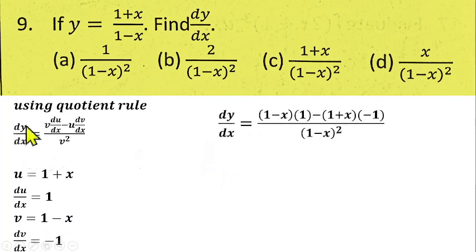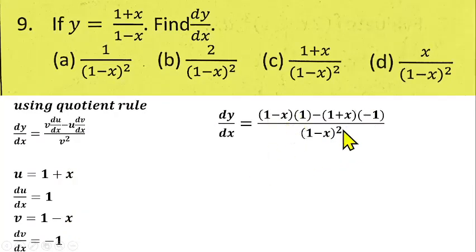Then from there, if you put it into this quotient rule, we have dy/dx equals v, which is 1 minus x, multiplied by du/dx. du/dx is 1, so you have 1 here. Then minus u, which is 1 plus x, so you have 1 plus x. Then our dv/dx is minus 1, over v squared. v is 1 minus x, then squared.